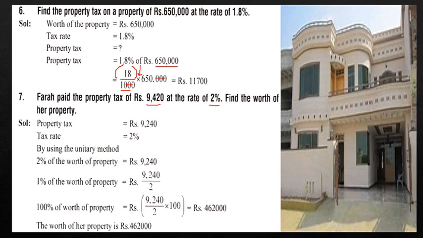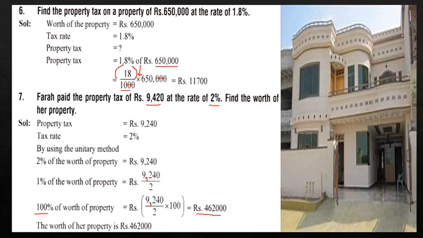By using the unitary method, 2% of the worth of property is given. 1% of the worth is 9,240 divided by 2. If 100% of the worth of property, then how do we solve? 9,240 divided by 2 multiply 100, and after simplification we get this amount in rupees.